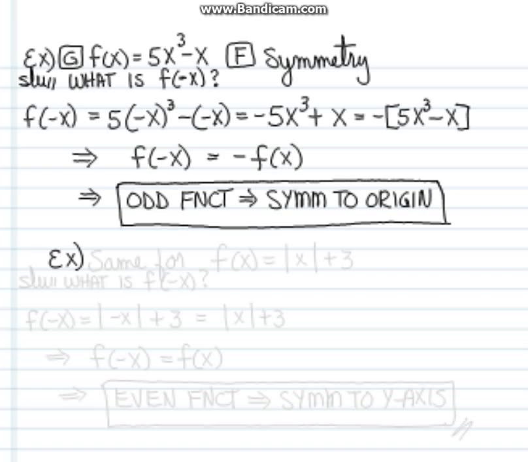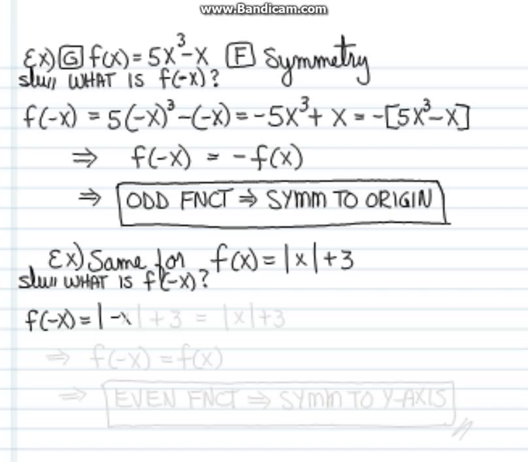Next example, we're going to do the same thing for a different function. This time the function is f of x equals the absolute value of x plus 3. And we're asked to find the symmetry. Well, what is f of negative x? The same question. What is f of negative x? f of negative x equals the absolute value of, replace x with negative x, plus 3.